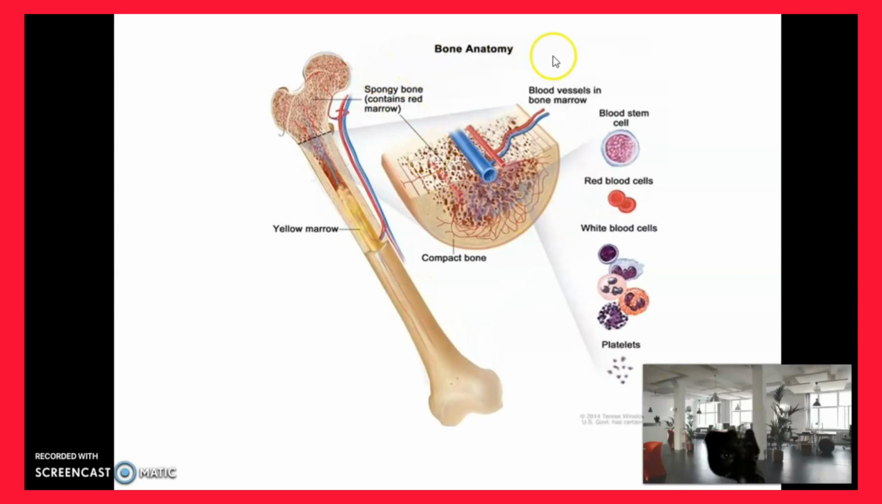The bone anatomy itself, you can see the bone is made of three parts. The compact bone, then we have the spongy bone. This is the spongy bone. Then we have the bone marrow, which consists of both the red and the yellow marrow. The yellow marrow contains mainly fats.